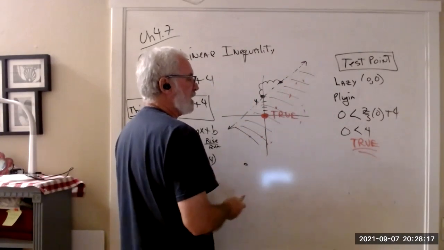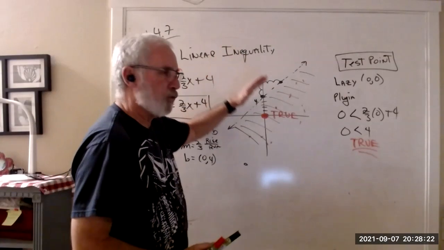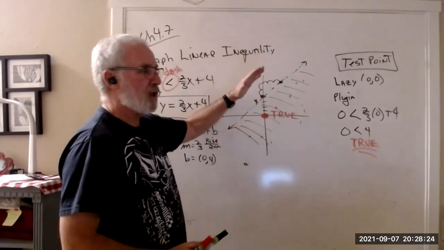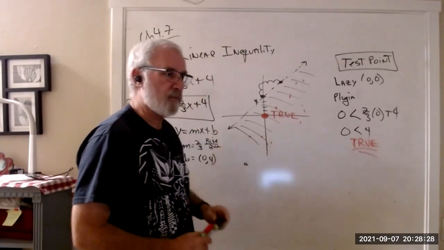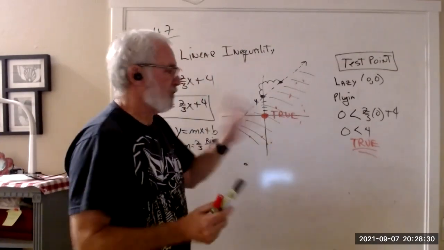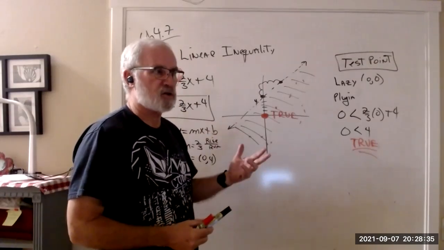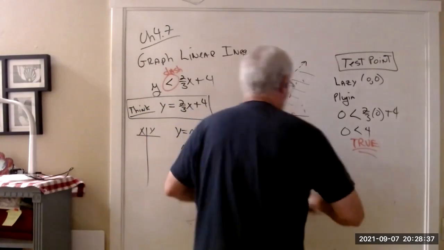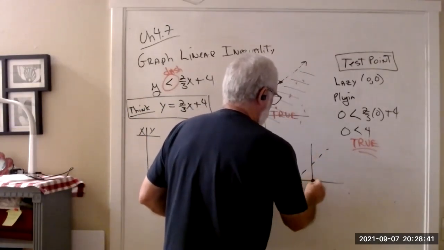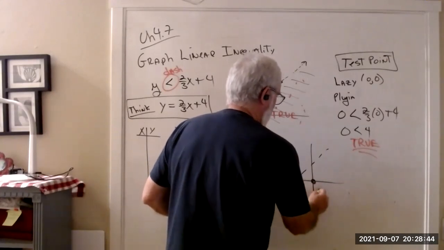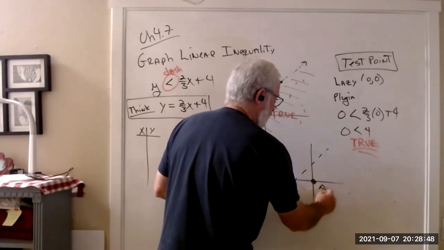Okay. If my test point is true, I shade towards truth from the line to truth. Okay. If for some strange reason my test point had been false, okay, let's do another line. Let's say I tested this here. My test point, for some reason, I don't know why, but it was false.